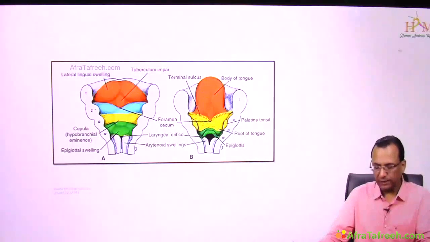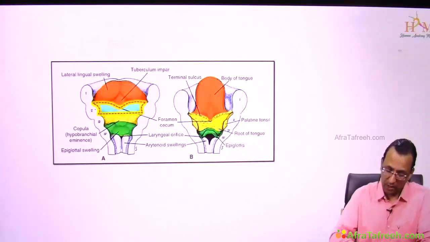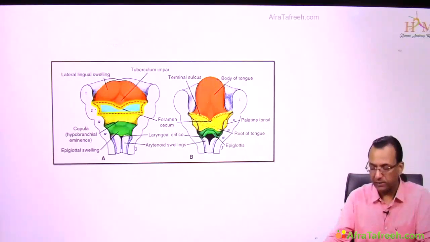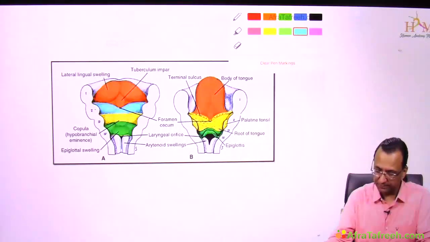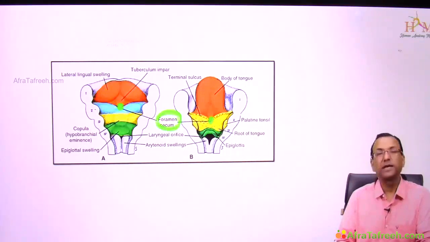What about the second arch? The second arch is shown in blue color and it will disappear from the tongue. It has minimal contribution to the tongue. As the second arch is disappearing from the tongue, it will disappear at what is called the foramen cecum. Here. This is foramen cecum? Yes. That is where the second arch will disappear.